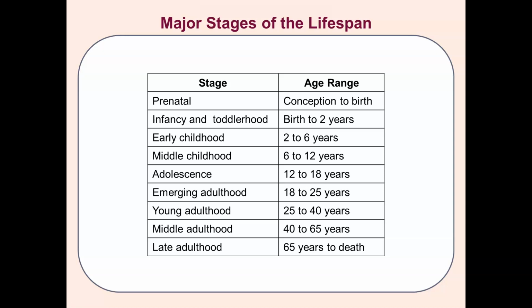They're still not quite adults, so that's a kind of phase in between adolescence and adulthood. Okay? And then young adulthood is ages 25 to 40. Middle adulthood is ages 40 through 65. The final stage of development is what's known as late adulthood, and that's 65 years to death.